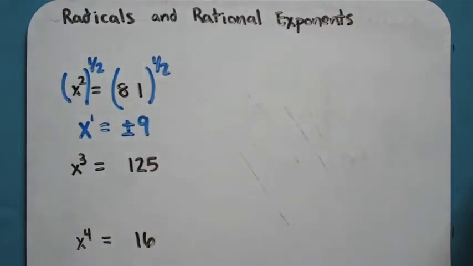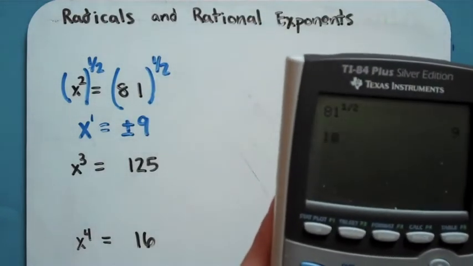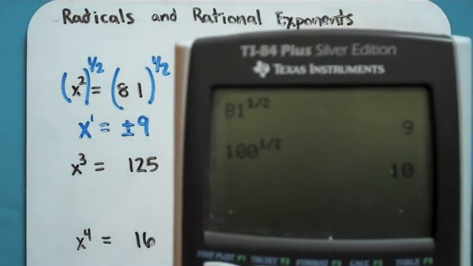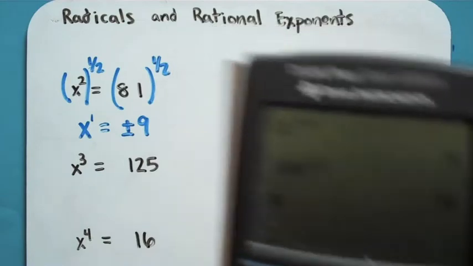It's kind of interesting, but it looks like on this problem that when we did a number to the 1/2 power, that was the same thing as doing a square root. Let's test it on another number here. Let's say I did 100 to the 1/2 power. You'll see that you do get 10, like you would expect if you did a square root.